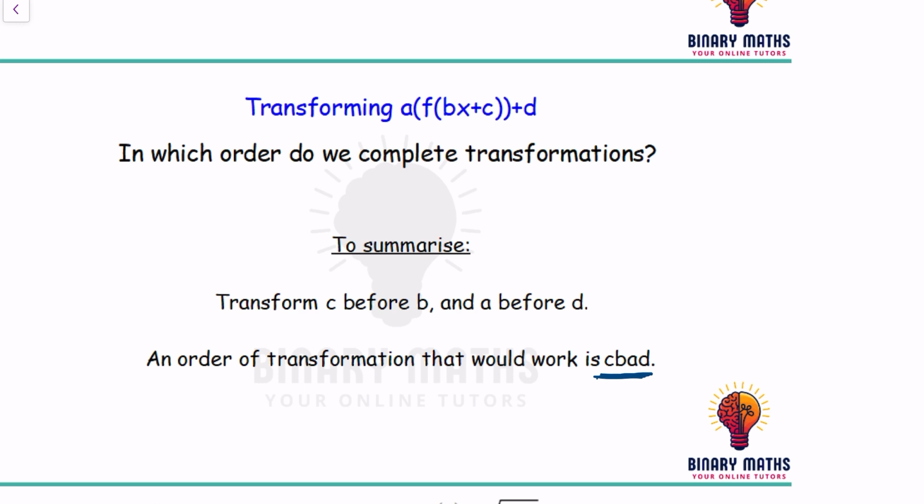Another combination could be c, a, b, d, because in this case you have c before b, a before d. Or it could be c, a, d, b. So c before b, a before d, it still works out. Or even a, d, c, b is still a before d, c before b. A, c, d, b: a before d, c before b. Or the case a, c, b, d: a before d, c before b. So it does work out. But the one that I want you to really use is c before b, a before d, because it's quite easy to remember: CBAD.